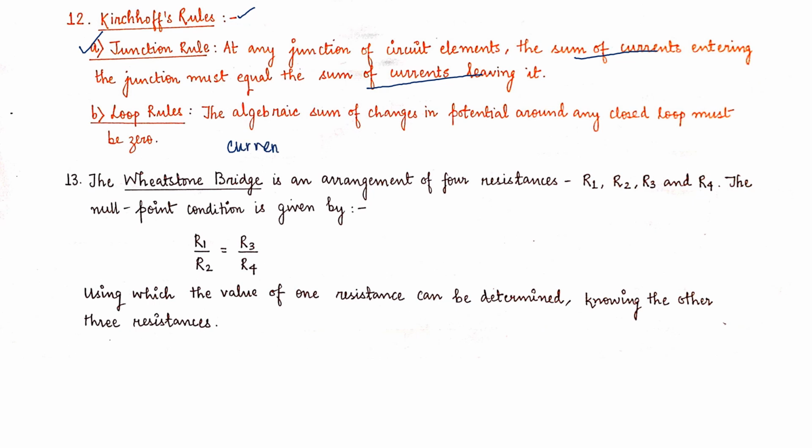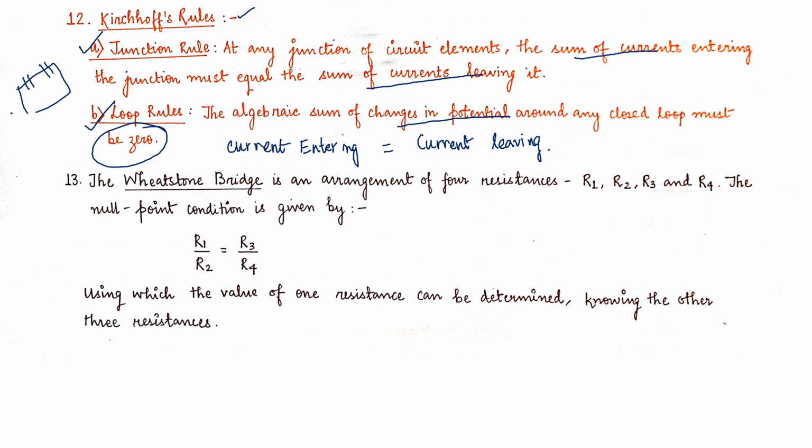Current entering equals current leaving. Then the loop rule: the algebraic sum of changes in potential around any closed loop must be zero. If this is a circuit having batteries and resistances, and we apply the loop rule, then V plus V1 plus V2 plus V3, everything will give us 0. All the changes when summed over will give us 0.